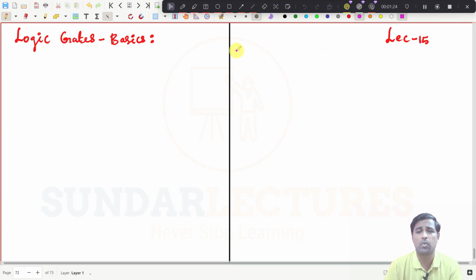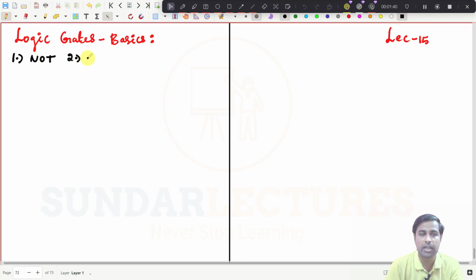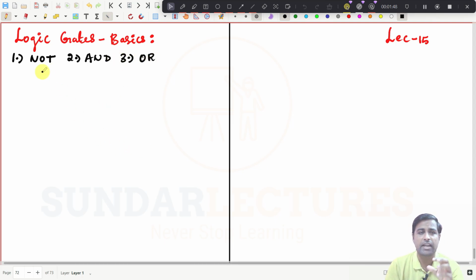First, see what are the three basic operations we have seen in Boolean expressions. The first one is the NOT operation, number two is the AND operation, and number three is the OR operation. These three are the basic operations. If you can perform these three operations, then we can say that all the Boolean expressions can be implemented with logic gates. That is the whole idea, right?